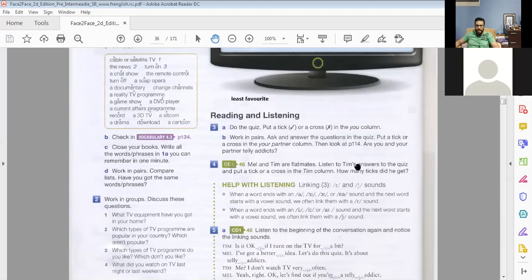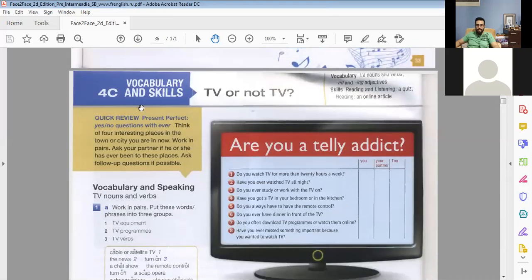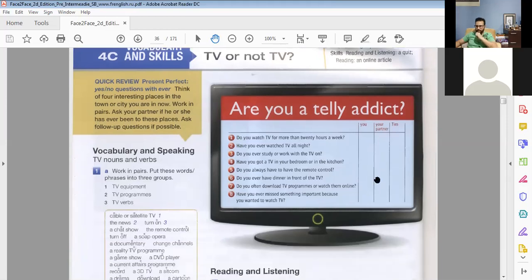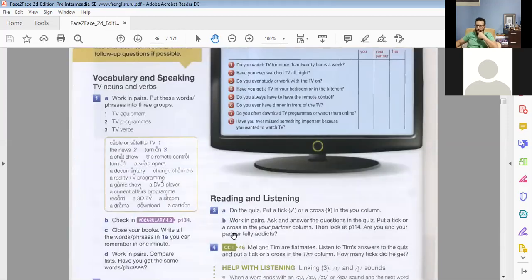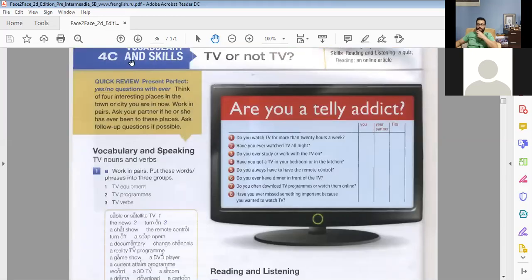That's good. Now we're going to do a little TV quiz, okay? So here it says, do the quiz, put a tick. Of course, there is a quiz, by the way, in the book, but after Unit 6, which is like the midterm, there will be a quiz, okay? So now we are in Unit 4C, so we still don't have a quiz. Anyways, let's do exercise 3. Did you get my point here? I was saying after Unit 6, you will have a quiz, like a midterm.